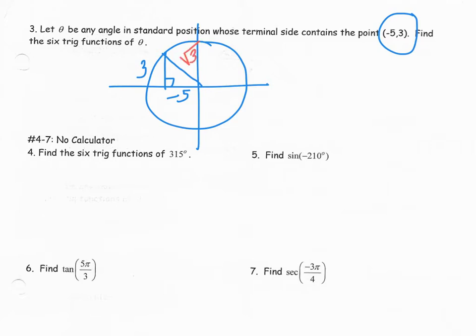So the radius, the hypotenuse, is root 34. So just remember, when you start doing your trig functions, let's do one here. If I said sine theta, it would start by saying 3 over root 34.